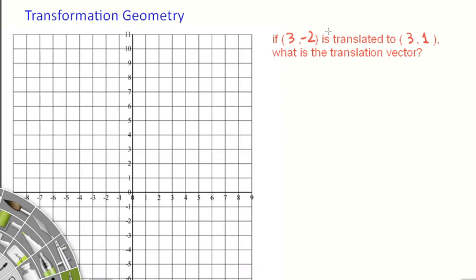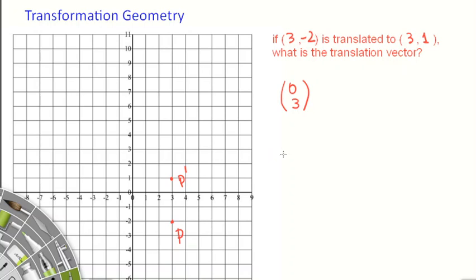Because you just have to look for the difference. So from 3 to 3, you've changed 0, and from -2 to 1, you've actually gone up by 3. If we plot the points, this is 3 and this is -2. This is our original point. And our next point is exactly the same x, but 1, 2, 3 units up. This is P prime. If you notice, that's 0, so it's either right or left, and 3 up.